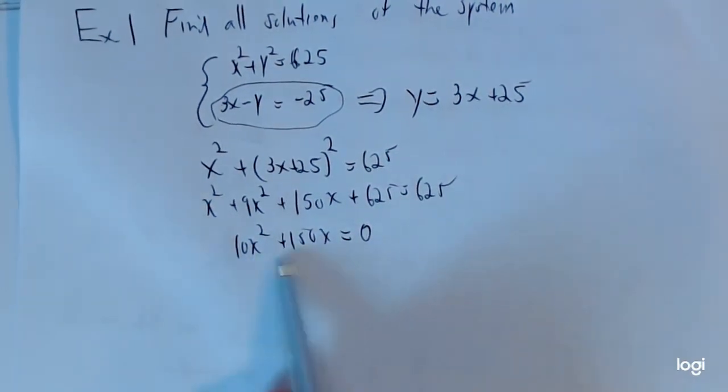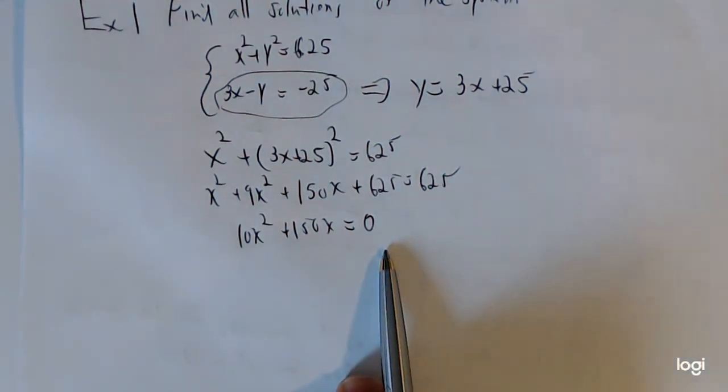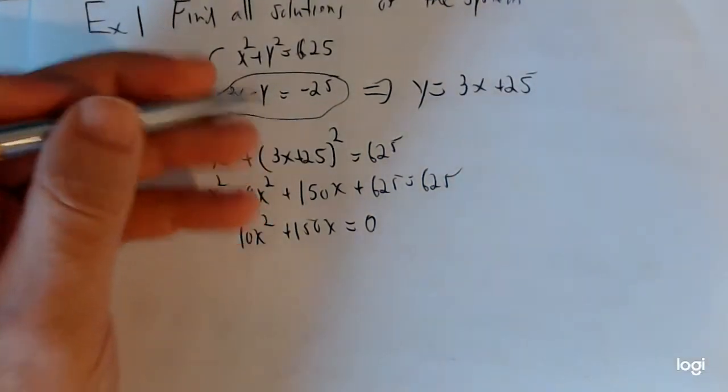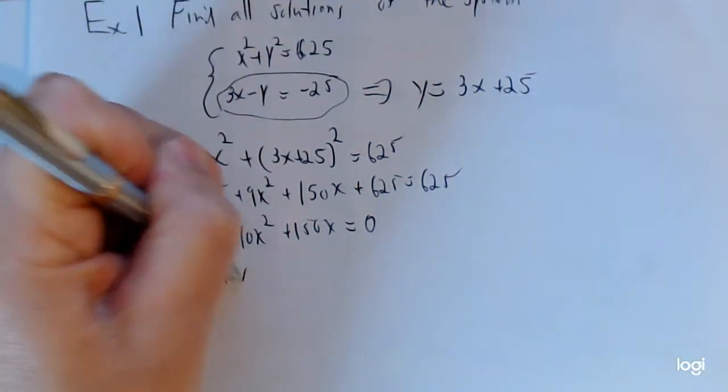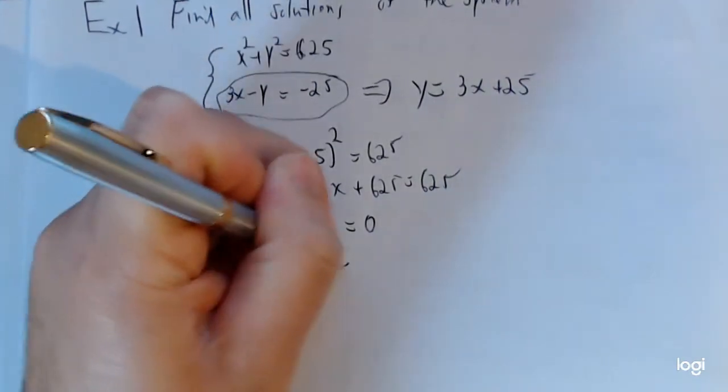So now you notice to solve this, we solve by factoring, as mentioned earlier. We kind of expected something like that. It's not a difficult level of factoring, but we would still need to factor this. So if I factor out a 10x, I'll get x plus 15.